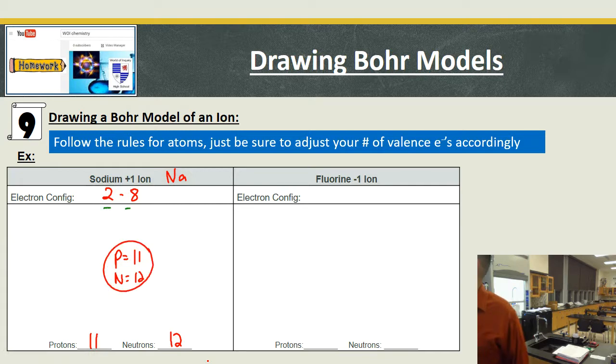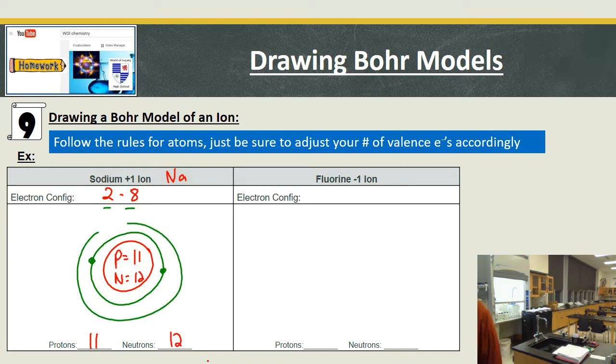Now I only have 2 rings instead of 3 though. So that's important. And you're going to get points if you have the right ones in. So 2 in the first, 8 in the second. Right where I like to put that first dot where the ring hooks, so it looks neater. 3, 4, 5, 6, 7, 8.